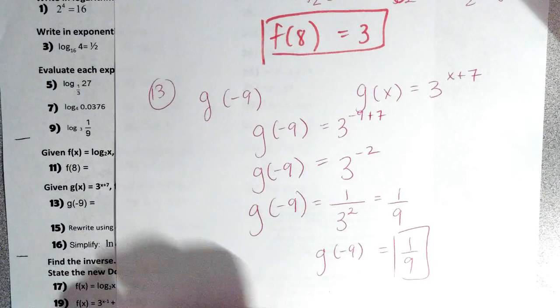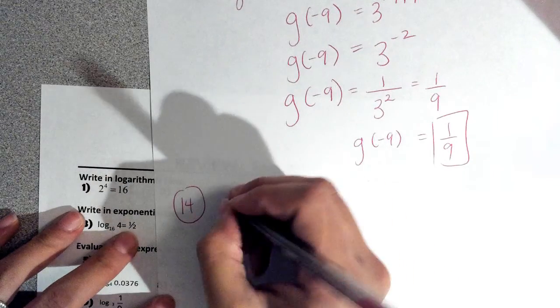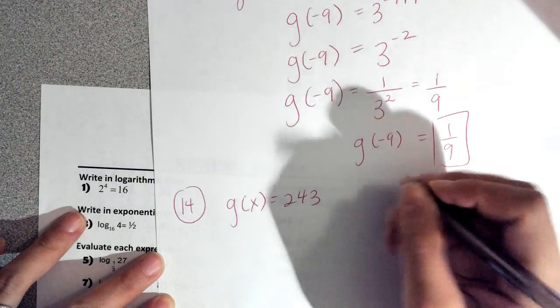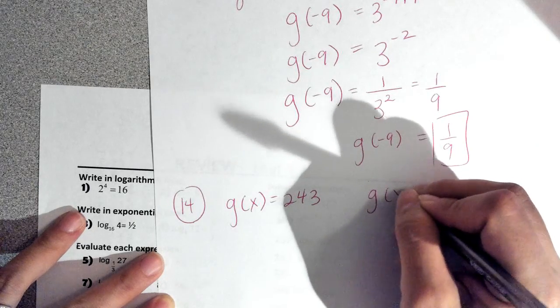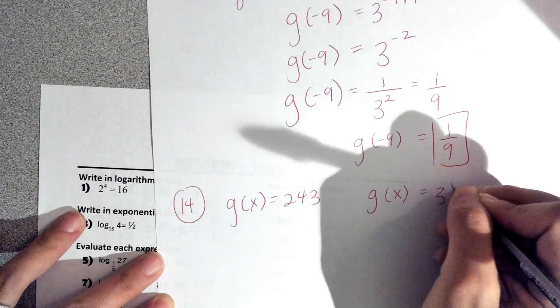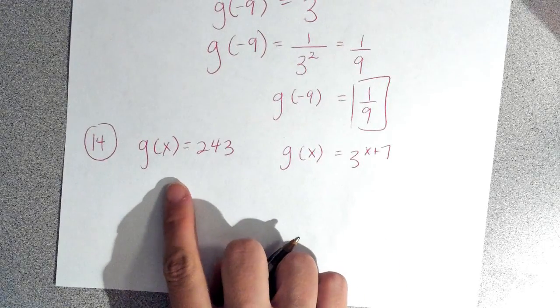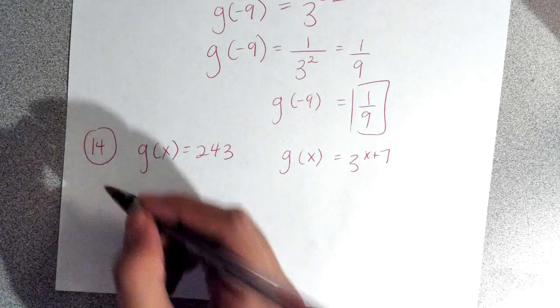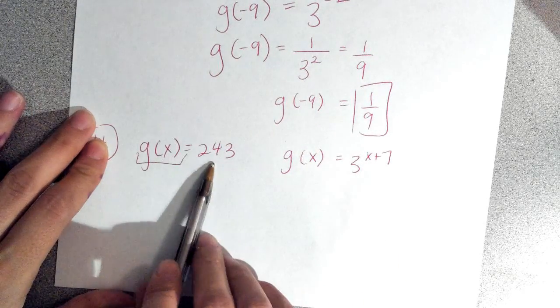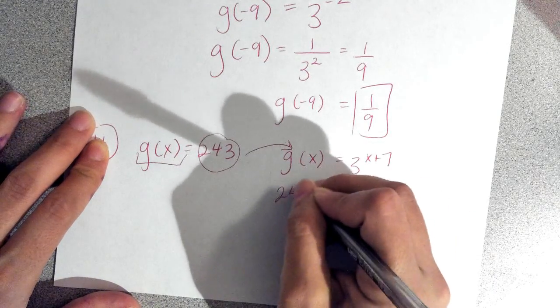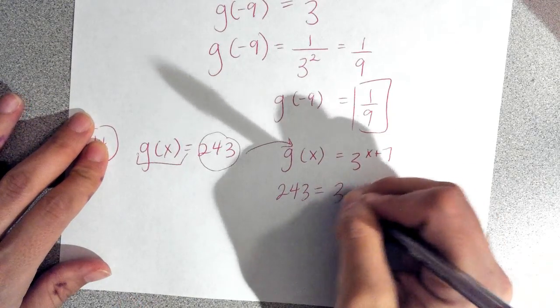Alright, look at number 14. Number 14 is a little funky. They tell us g of x is 243, right? And the g function was 3 to the x plus 7. So here, they don't tell us what x is. We're solving for x. They tell us all of g of x is 243. So I'm going to substitute this right here. 243 equals 3 to the x plus 7.